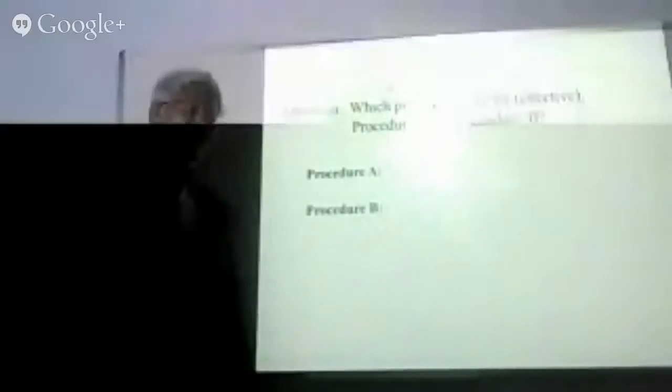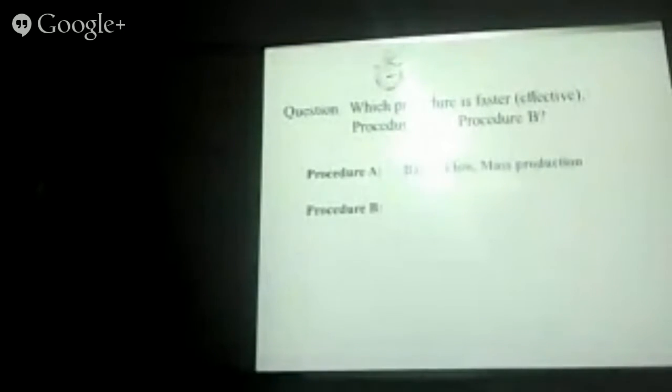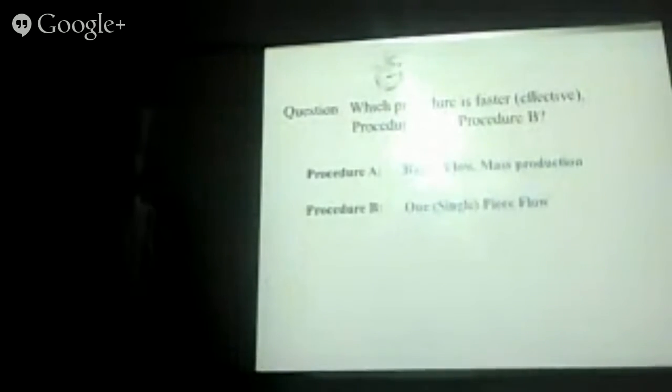Okay? And my question is, which procedure, procedure A or procedure B, which is faster? Which is much more effective in this case? Okay, procedure A or procedure B. Procedure A is called batch flow or mass production. Procedure B is called one-piece flow, sometimes single-piece flow.